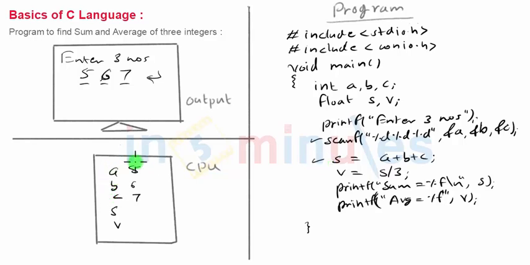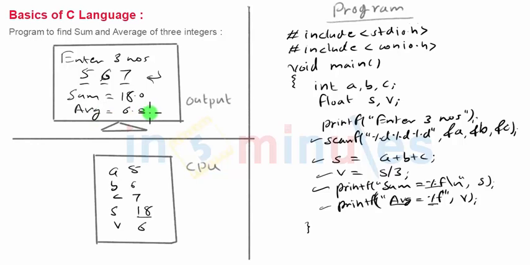Then the computer will do the addition, that is a plus b plus c, and put it into s, so it will be 18. Then the computer will perform the next operation, that is s upon 3 stored into v, which will be 6. And then the computer outputs sum is equal to the value of s, that is 18. Now it will output 18.0 since it is float, and it will output average is equal to 6.0.